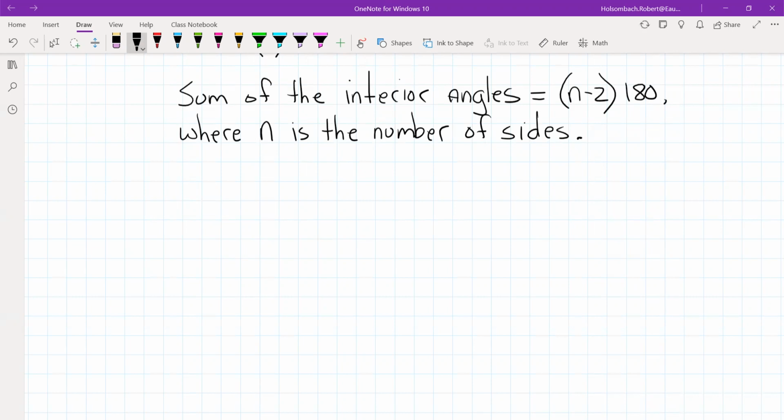So number 37 asks, what is the sum of the angle measures of a 34-gon? You take 34 minus 2 times 180. $12,240.